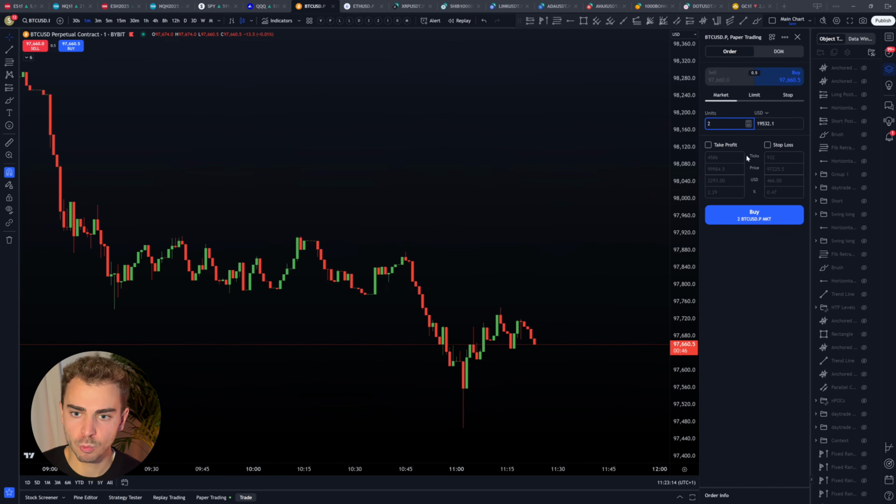So now we want to predefine a stop loss that will be below this low right here. I'm going to use 97,440 as my stop loss. I can type it in here, and it's going to show me the predefined risk of this trade, which will be 437. I also want to use a take profit. That is going to be 98,000. This is just an example.